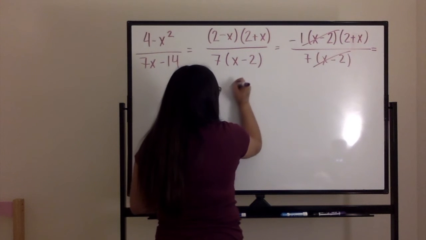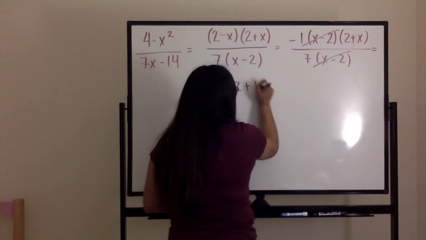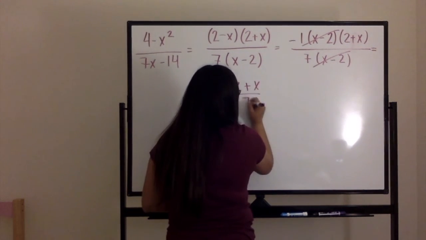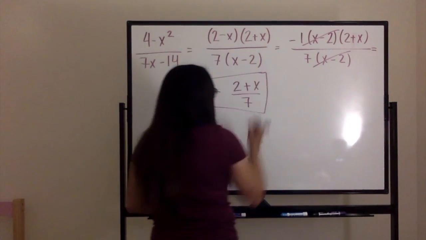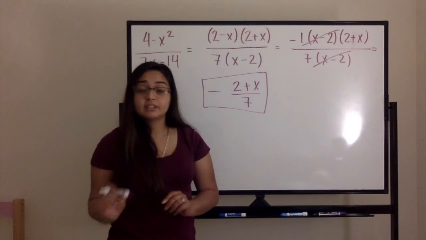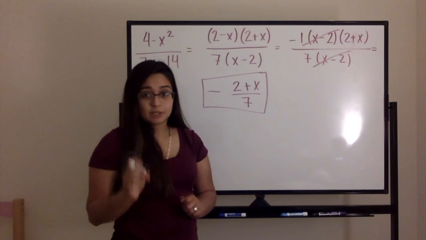negative 2 plus x over 7. That is the simplified form of this rational expression.